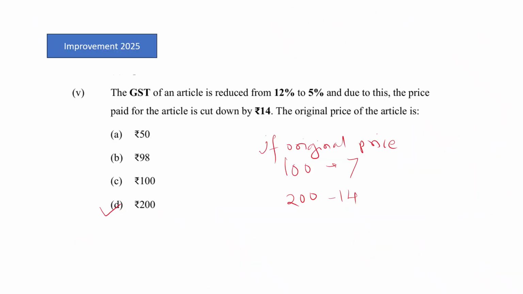Now GST has been reduced from 12% to 5%. Now on 100 rupees the reduction in GST is 7 rupees. Now the price is cut down by rupees 14. The original price of the article will be, if it is 100, the reduction was 7, now it is 14, so it will be 200.